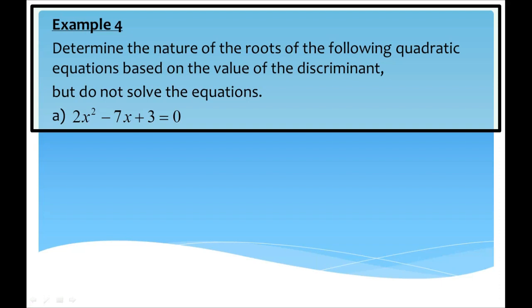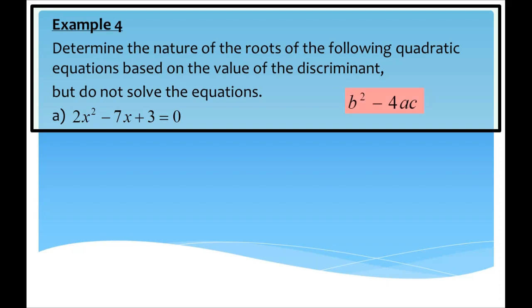Example 4. Determine the nature of the roots of the following quadratic equation based on the value of discriminant, but do not solve the equation. So for A, we have 2x squared minus 7x plus 3 equal to 0. Since we want to determine the nature of the roots, or in other words, types of our roots, we need to compare it with the value of discriminant, b squared minus 4ac.